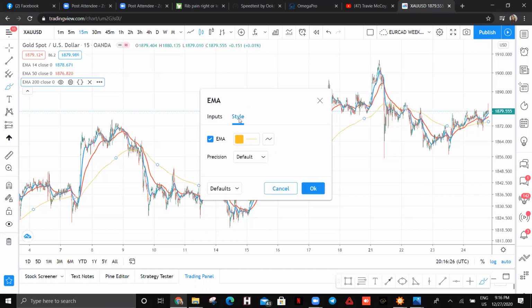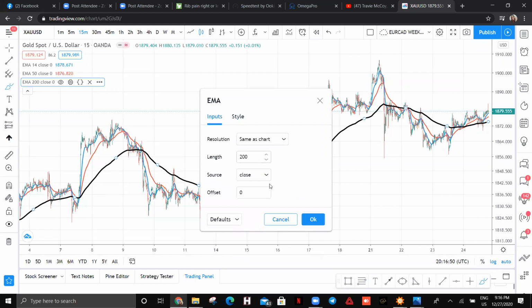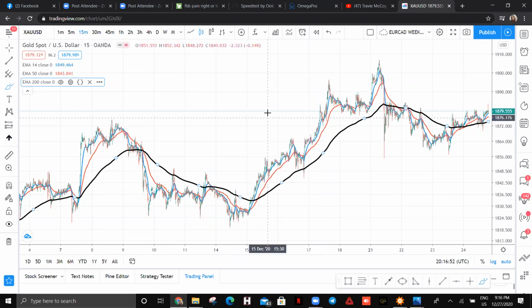The style, what color is this? Yellow. Okay. Let me change it to dark green or black. Let me change it to black because my background is black. All right. I like the 200 to be thicker because that is where my take profit is. So I've changed my inputs and I click on OK.